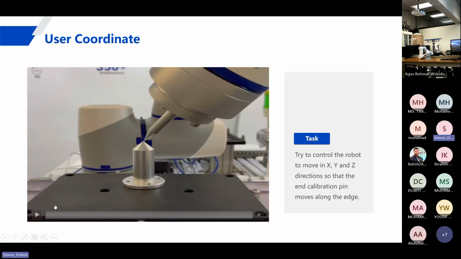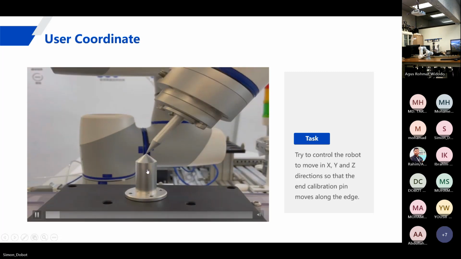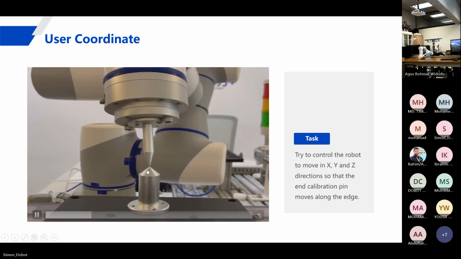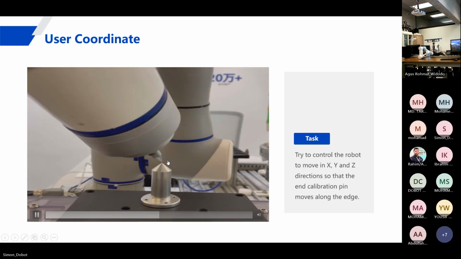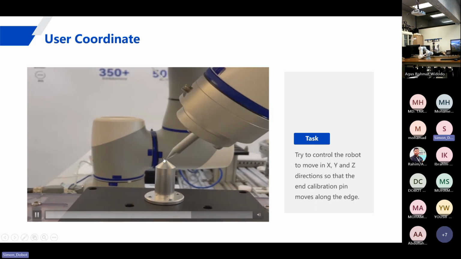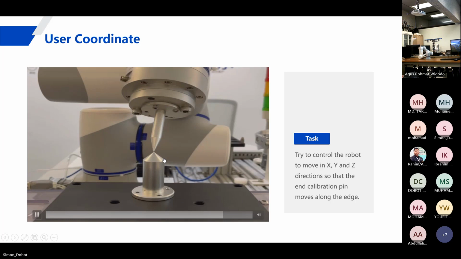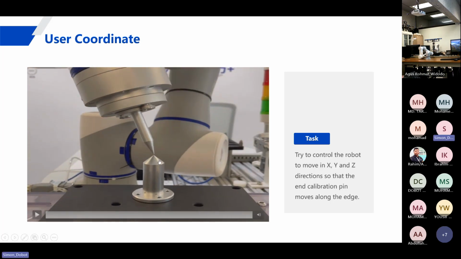This is a user frame. This is the tool frame, sorry. They mixed up the presentation, there are some typos. This is the tool frame, making the 0 point on the needle here. I can show you the video. So that the robot can move with different gestures but keep the tool frame on the 0 position, especially in welding applications.